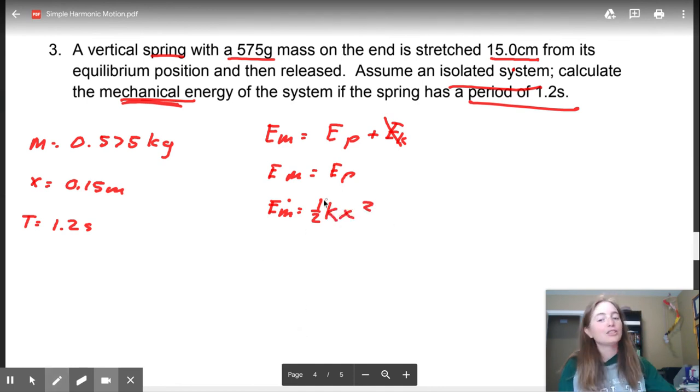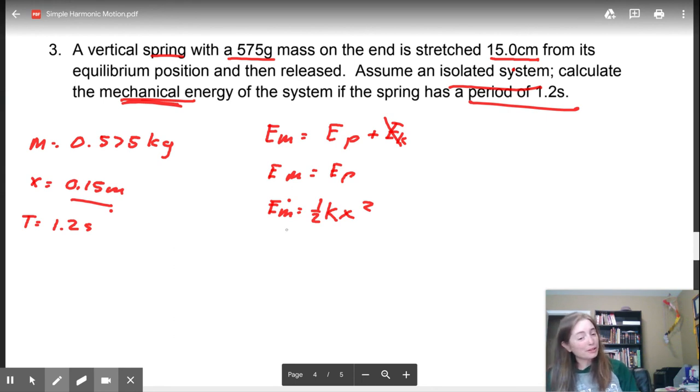Okay. So what we have here, ladies and gentlemen, is I have x. I've got the value of x here, so that's good. The problem is I don't have k. How can I get k?